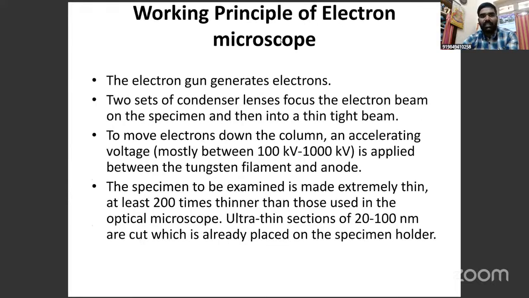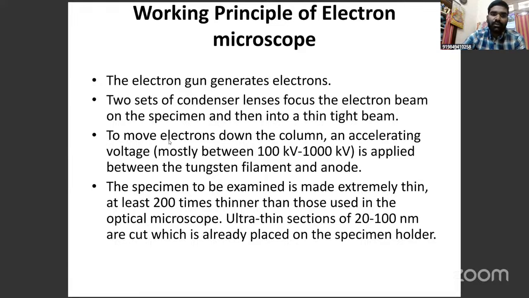Okay. Working principle of electron microscope. The electron gun generates electrons. Two sets of condenser lenses focus the electron beam on the specimen and turn it into a thin, tight beam. After the electrons are projected from the electron gun, they pass through these two condenser lenses, which make the electron beam a thin, tight beam.